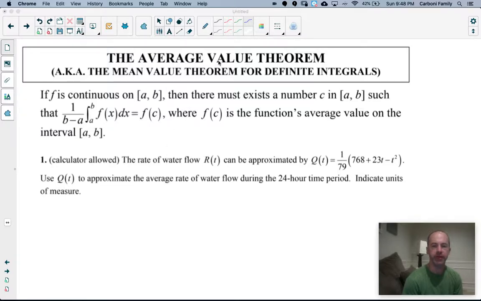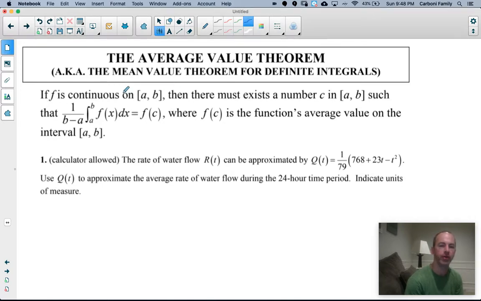The average value theorem, sometimes and rarely referred to this way, but the mean value theorem for definite integrals. And you can read it here. If you have a continuous function, notice the only requirement is continuity. You don't have to have differentiability.